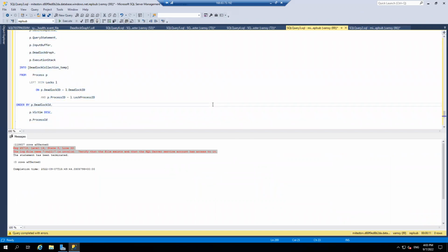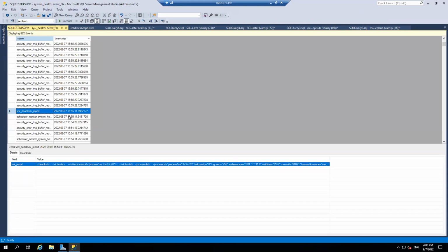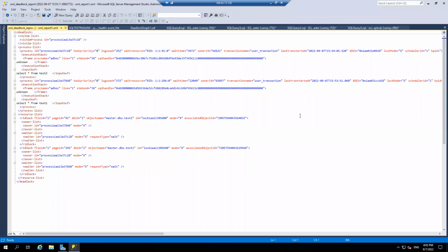Can you show it through the health check event? Just 2 minutes, please. Yeah, go here, and this is what you will get from the health session. That's what I'm saying, this is what you will get.